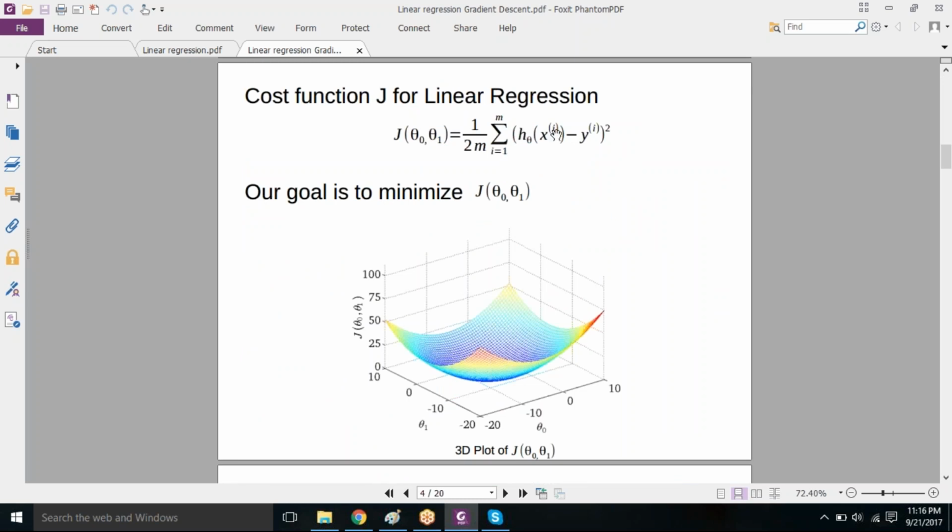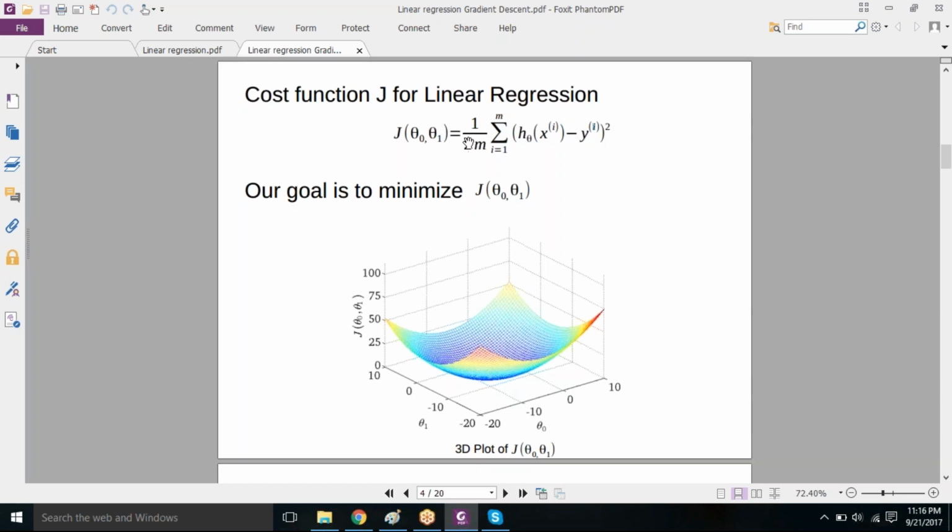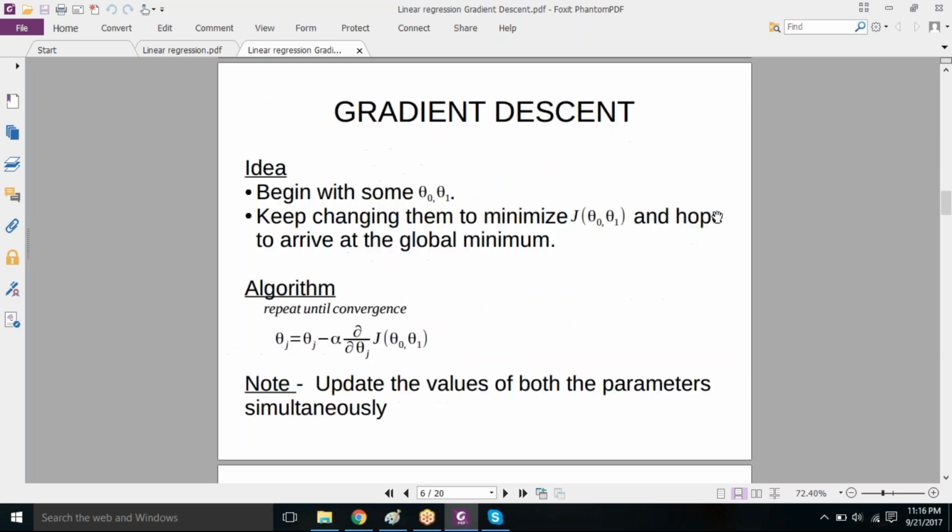This is the cost function, isn't it? For linear regression. Hypothesis, this is the predicted, this is the actual. And i is for each training example from 1 to N, and this 2N we divide it so that we can average it out. Our goal is to minimize this cost function. And this is the gradient descent algorithm.